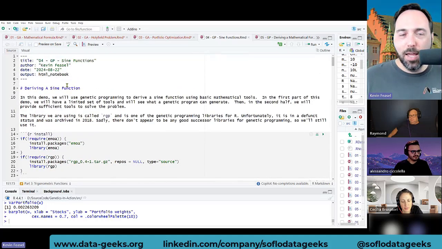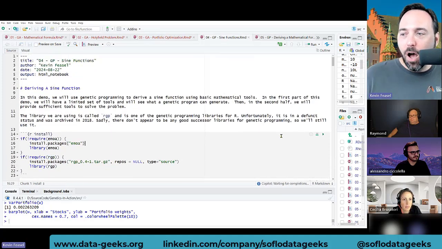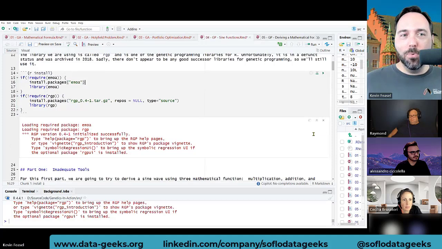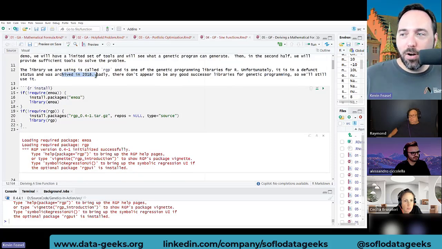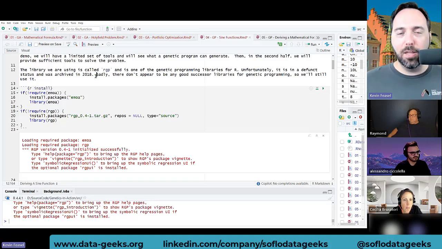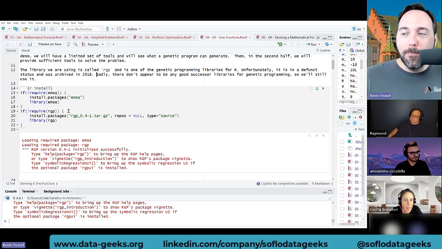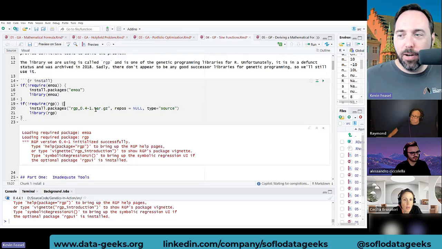So this is deriving a function, and I'm going to use a package called RGP. RGP was a genetic programming library for R. I have a note here that it was archived in 2018. It was actually a PhD project, and the person who created it eventually archived it. It's no longer available and no longer being updated, but I do have a copy of the library.